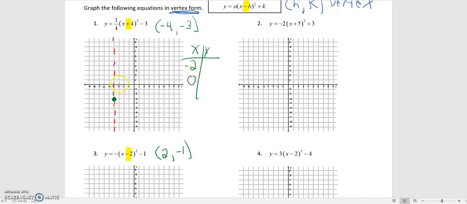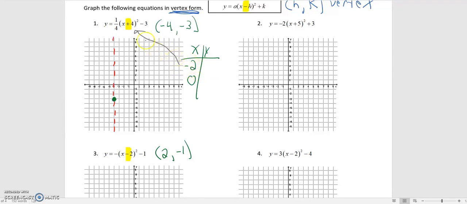You can pick any value, just make sure you're staying consistent to one side. So if you pick the right side, pick any x values on the right. If you want to pick the left side, pick any values to the left, but just stay consistent with those two. So I'm going to take this value up here and plug it in and see what I get.